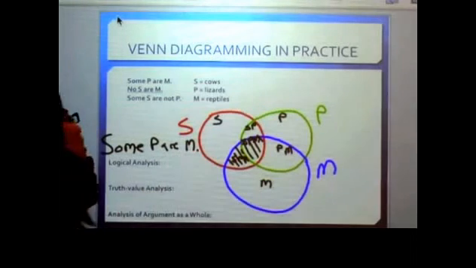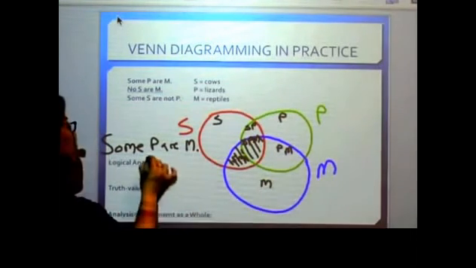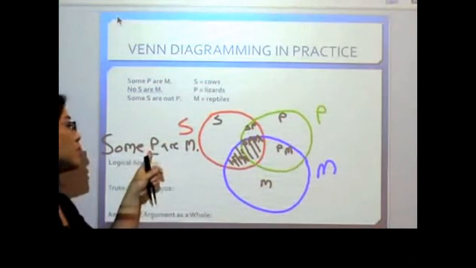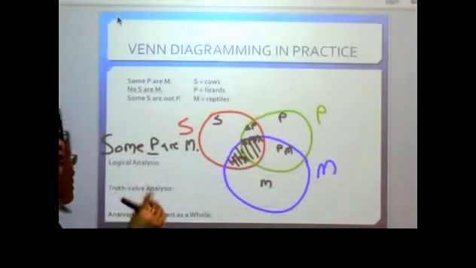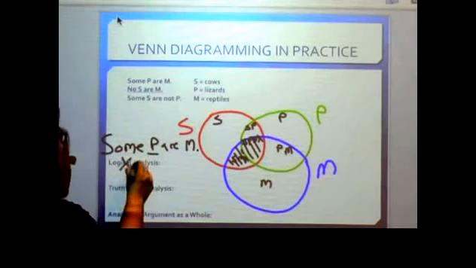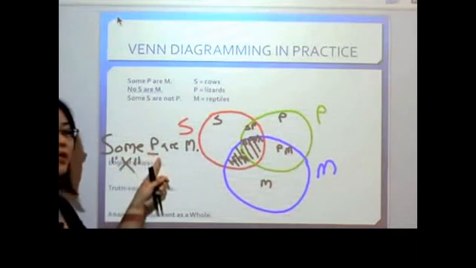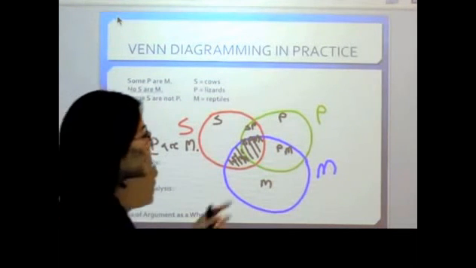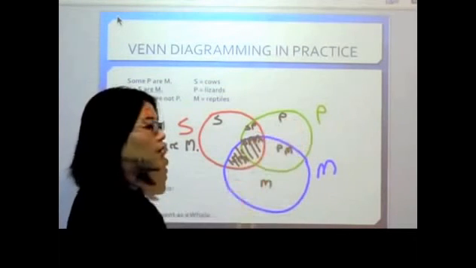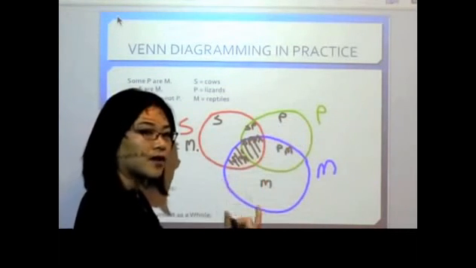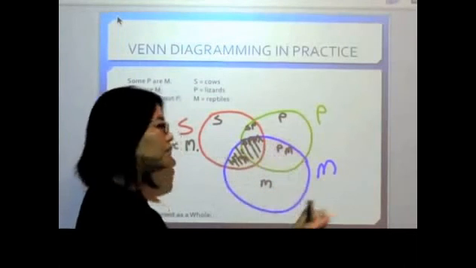Okay, and we want to do all our work in the subject circle of this statement, which is the P circle right here. This says that there's at least one thing, which we represent with an X, that is a P as well as an M. So we want to look at the P circle and find an area where you have something that could possibly exist that's a P and an M.